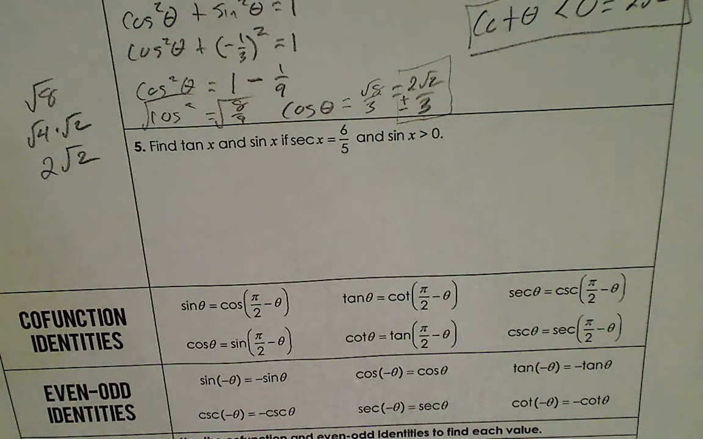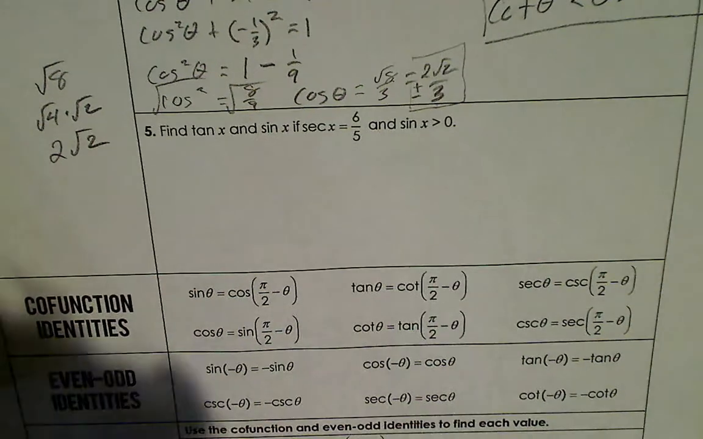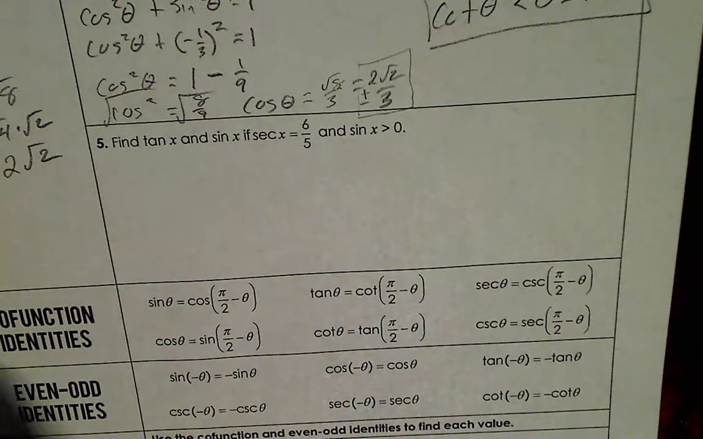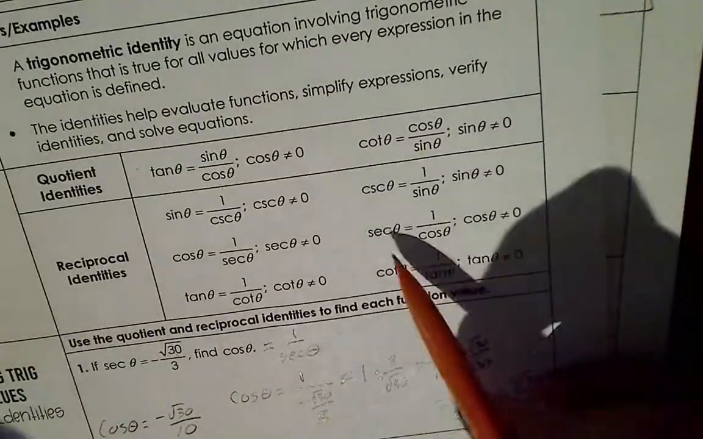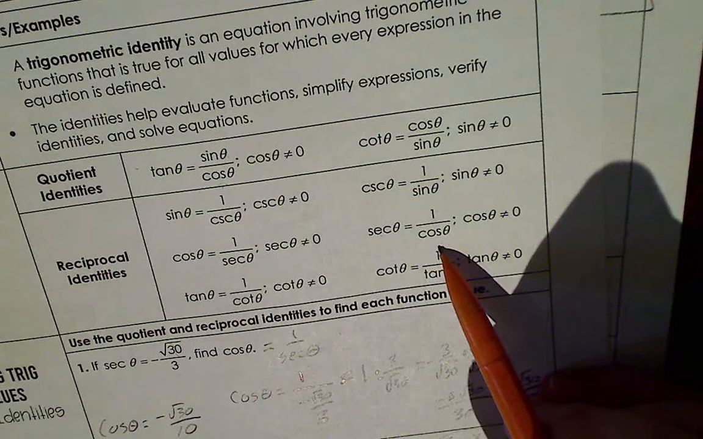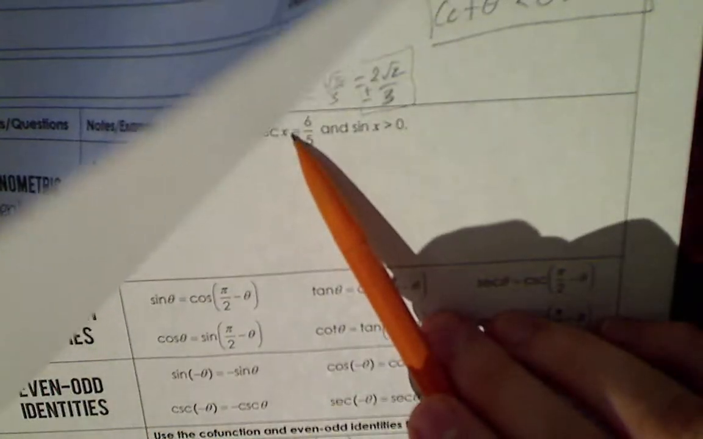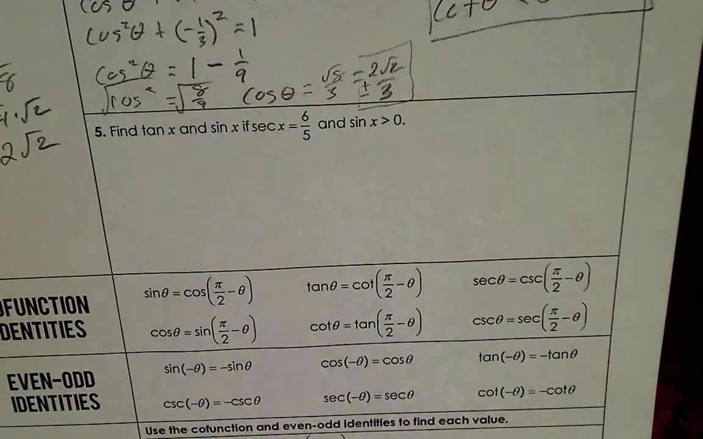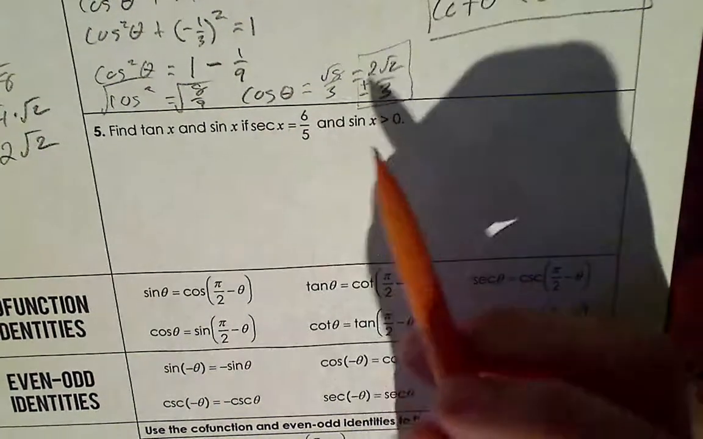All right. So secant is the same thing as 1 over cosine. I can use that to find cosine. I know tangent, and I can use my quotients to figure that out. So that's kind of nice. And I want the sine of x that is greater than 0 as well. So let's do the first part first.